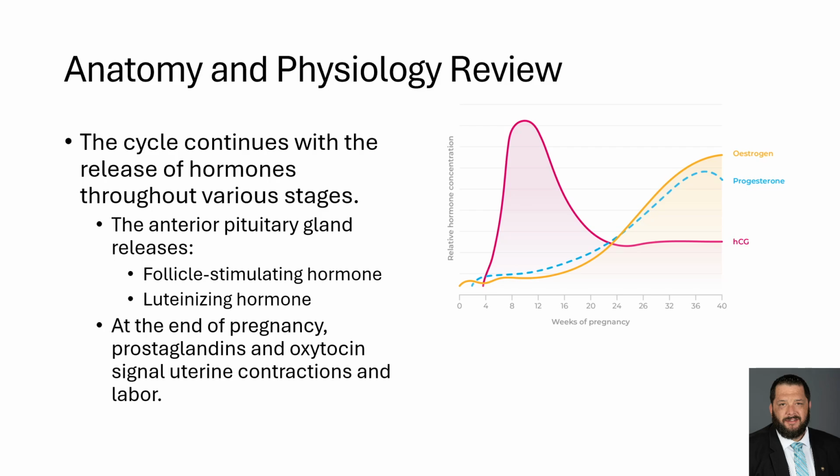The anterior pituitary gland releases 2 hormones predominantly. One is follicle stimulating hormone, and the second being luteinizing hormone. At the end of the pregnancy, prostaglandins and oxytocin signal uterine contractions and labor. And if you remember back from our discussions in anatomy and physiology, the secretion of oxytocin is one of the handful of positive feedback systems within the body. The secretion of oxytocin encourages uterine contraction. The uterine contraction puts pressure on the cervix, which causes the release of more oxytocin, which causes more contraction.